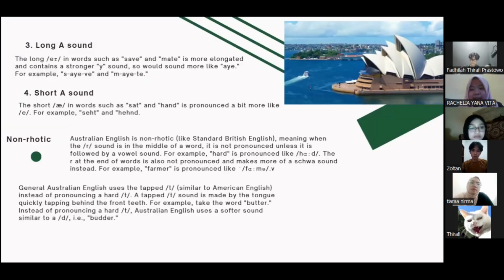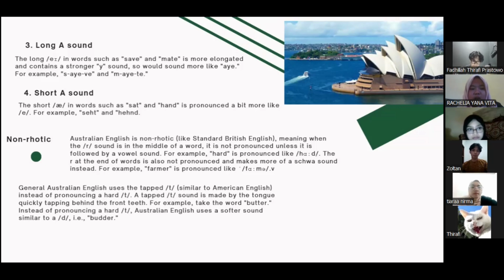Third, long A sound. The long A in words such as safe and mate is more elongated and contains a stronger Y sound. For example, safe and mate. Fourth, short A sound. The short A in words such as set and hand is pronounced a bit more like A. For example, set and hand.